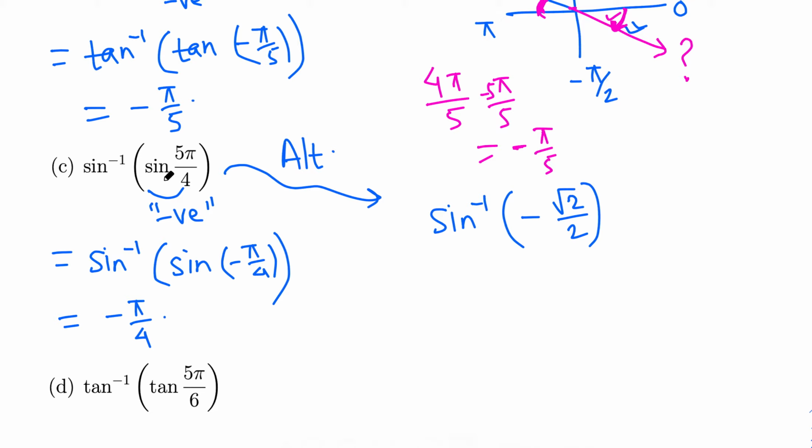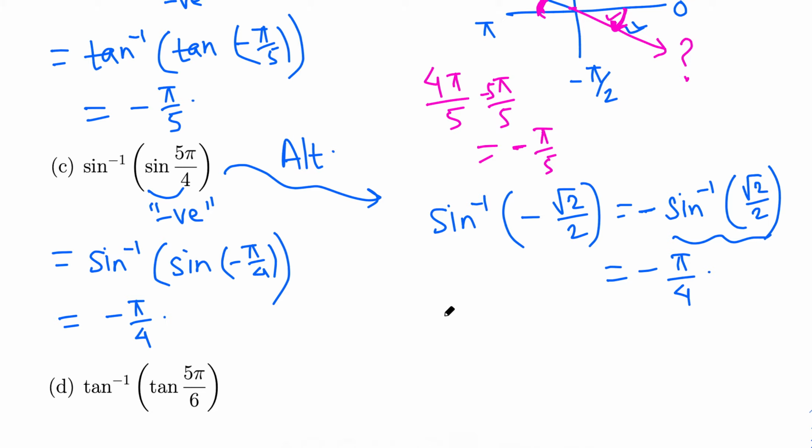Okay, look at the unit circle. At pi over 4, sine has value negative root 2 over 2, and sine inverse is an odd function, so we can pull the negative outside. That is negative sine inverse of root 2 over 2. Now we are looking for the angle whose sine is root 2 over 2. That's pi over 4, 45 degrees. And we will get the same answer.